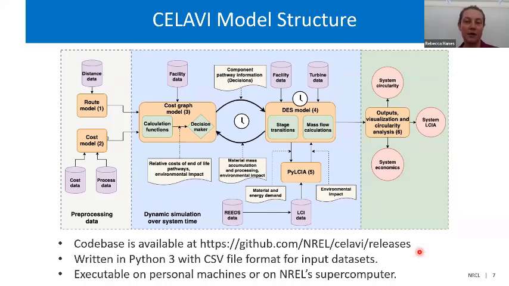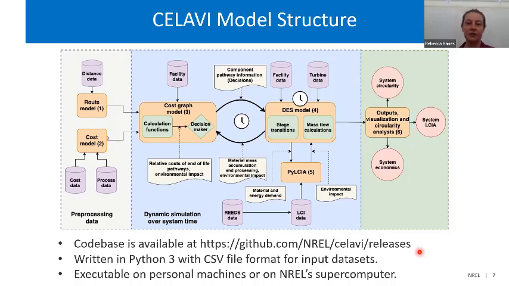You also need to know what are the constituent materials and the masses of those materials in the technology that you're modeling. And finally, you need life cycle inventory data, so material and energy inputs to the supply chain facilities and processes. Right now, our input data sets for the current case study that I'll talk about in a couple of slides are not publicly available, but if you're interested, please do reach out to Julian or myself, and we'll be happy to provide you with some of the data that we used and some templates if you're interested in getting started using CELAVI in your own case studies.